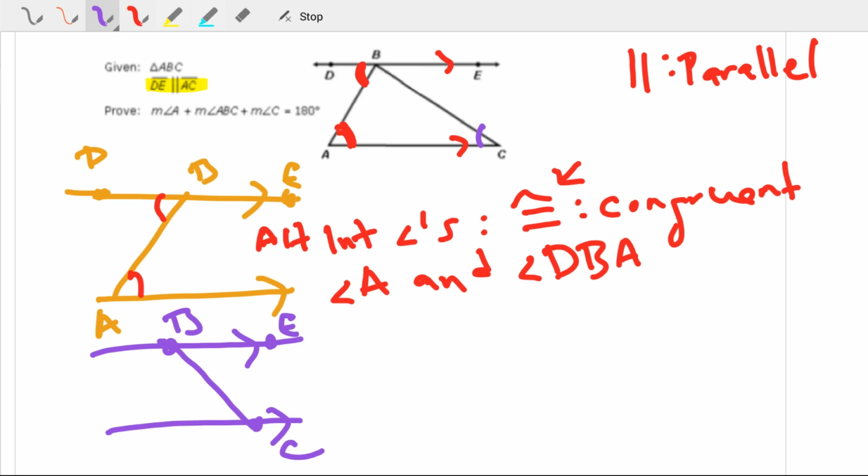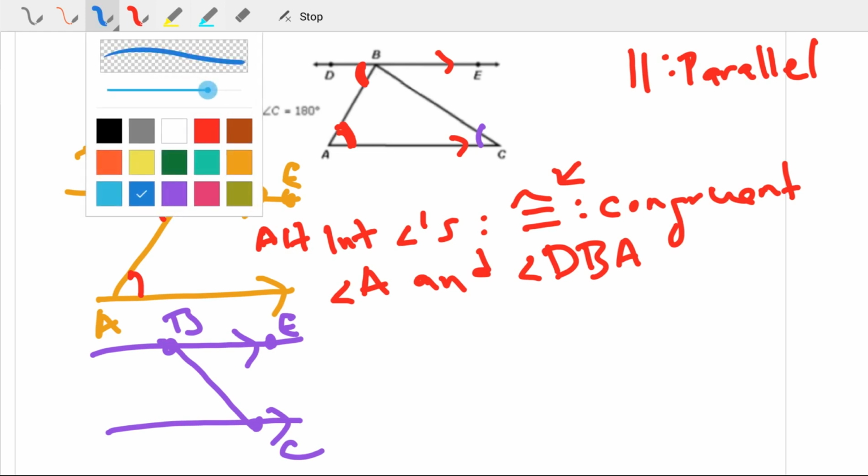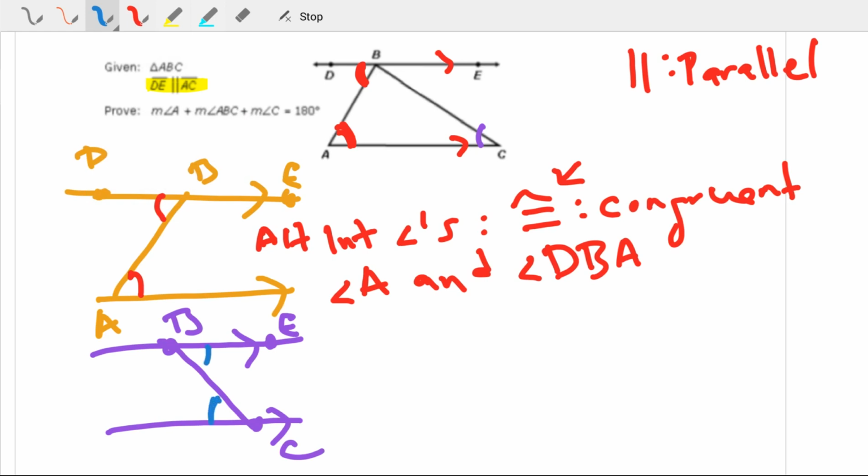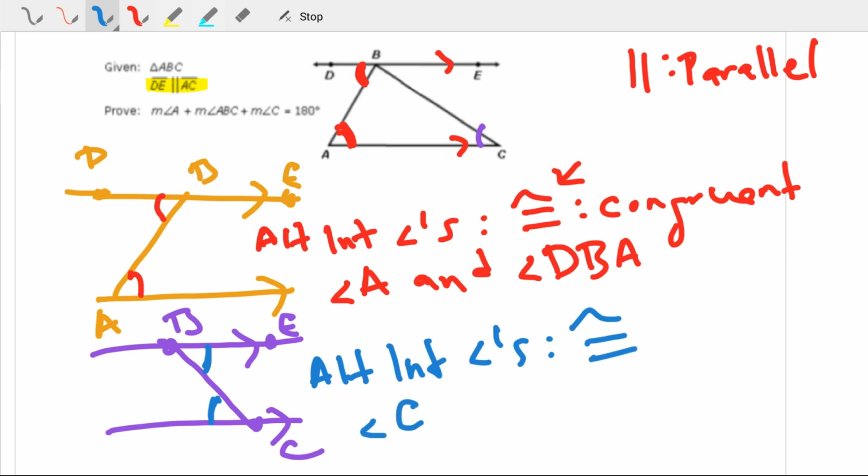So based off of the exact same thing, we have that this angle and this angle are again alternate interior angles. So we say that they are congruent. Now, just being a little bit more specific, we can say that angle C and angle CBE. You can also call it angle EBC. It is completely up to you, but just remember that the vertex has to be in the middle.